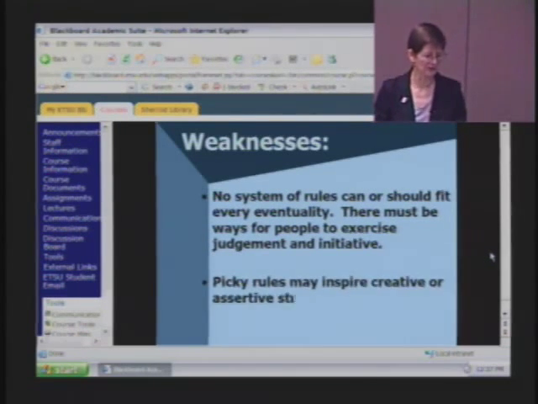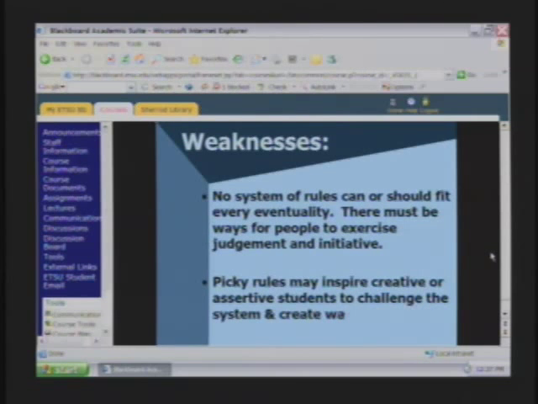All right, picky rules. They inspire creative or assertive students to challenge the system and create ways around the system. My all-time favorite rule or set of rules that kids love to violate in schools is the dress code. Dress codes are one of those no-win situations. Whatever you set for a dress code, you will have students who violate it or who push it to the limit, or they will deal with technicalities, whatever.